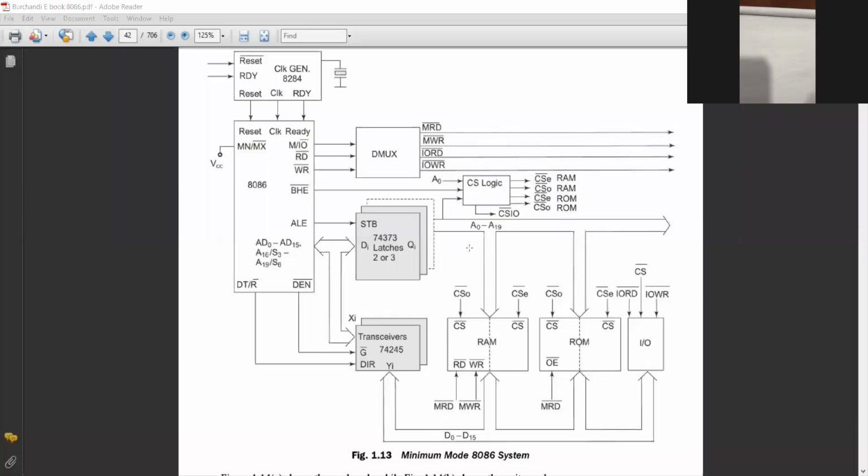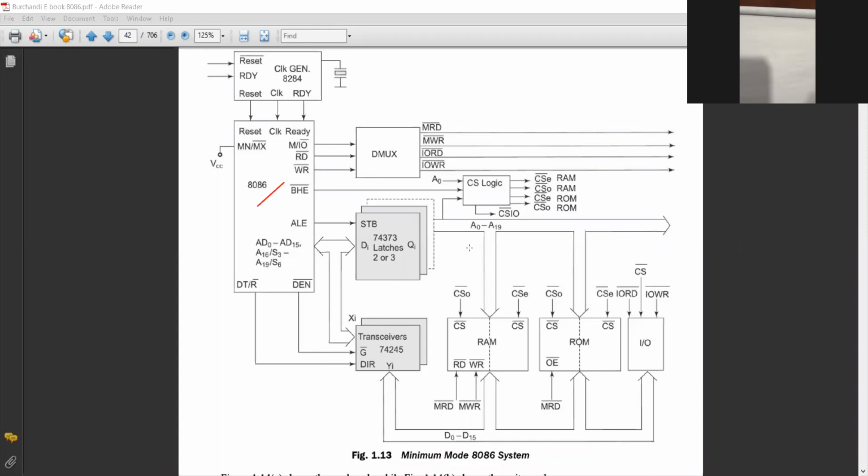So first, this is the 8086. You can see there is only one 8086 IC here. In this 8086 IC, you can see this is the latch IC.